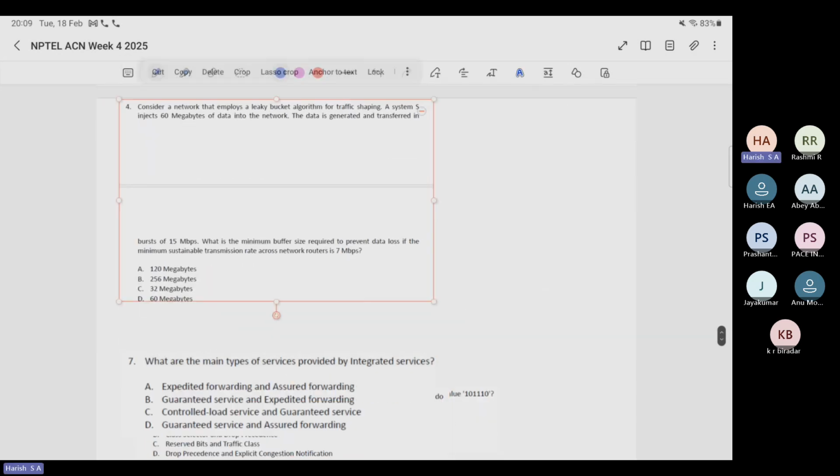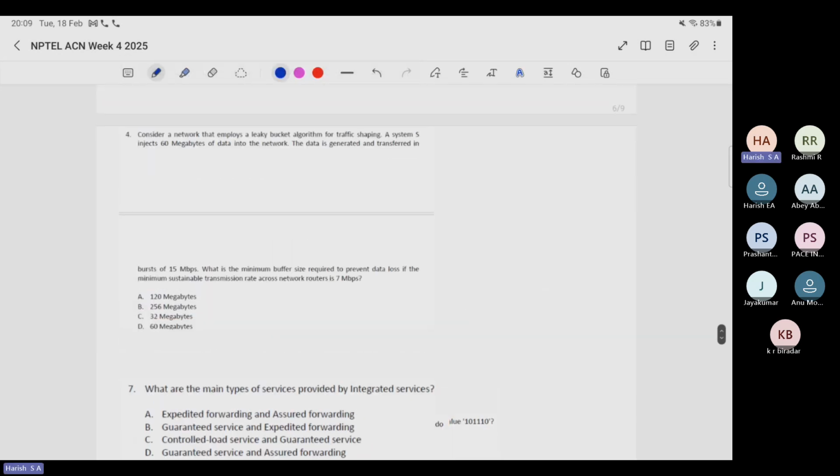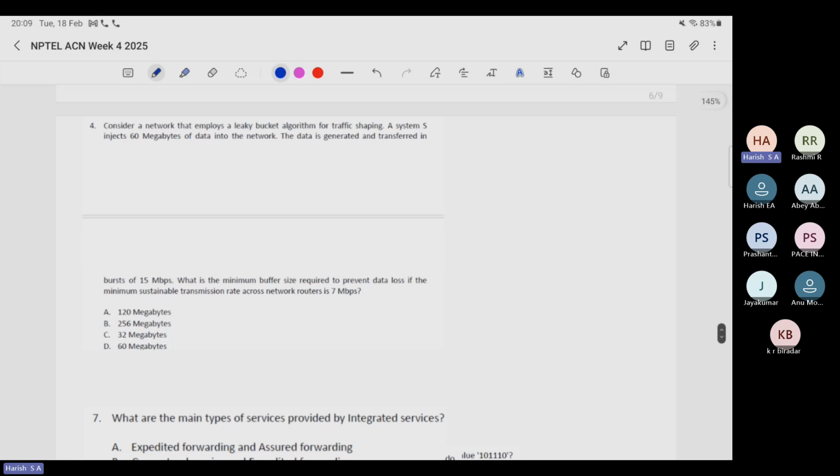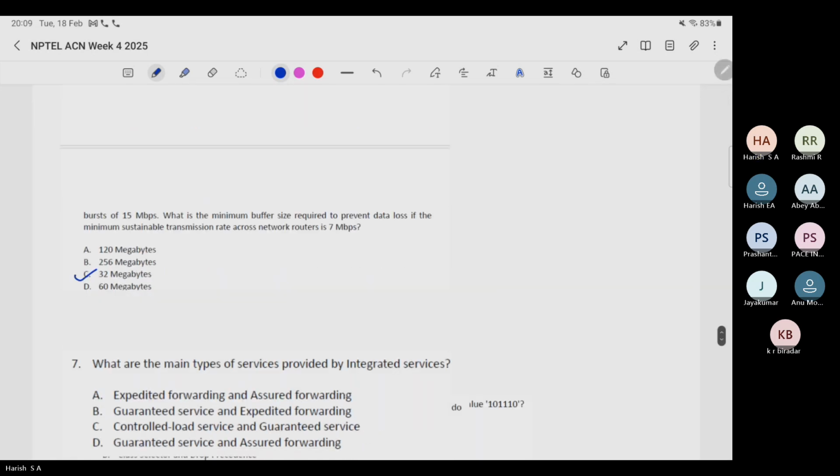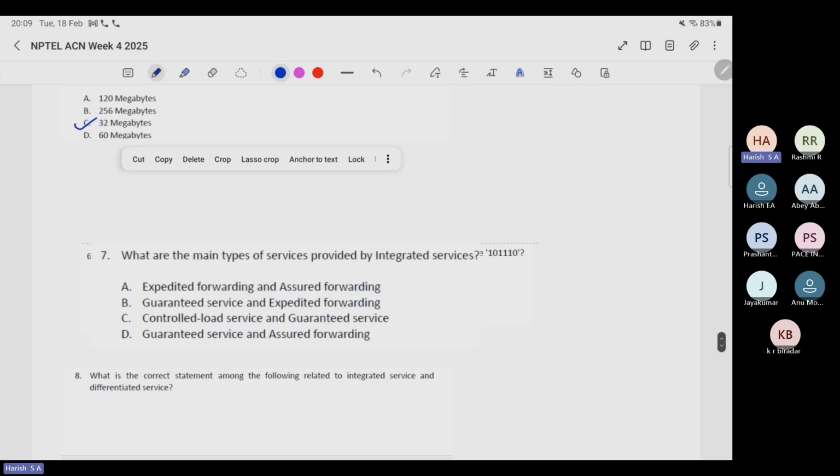So this is leaky bucket once again. If you follow the same method that was told to you, you will end up with an answer that is C, 32 megabytes. Yeah, that's the answer. I'm just directly giving you the answers right now.